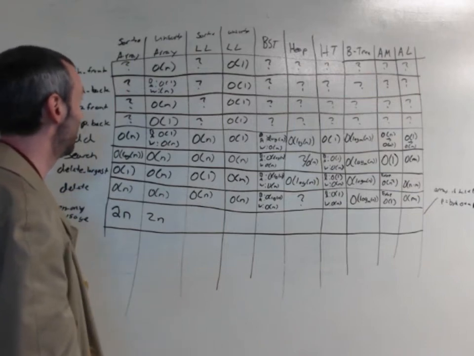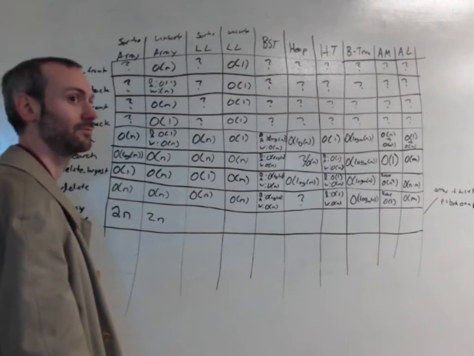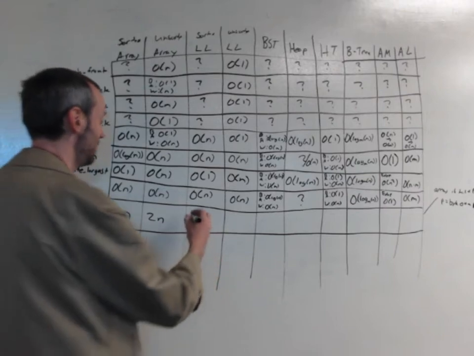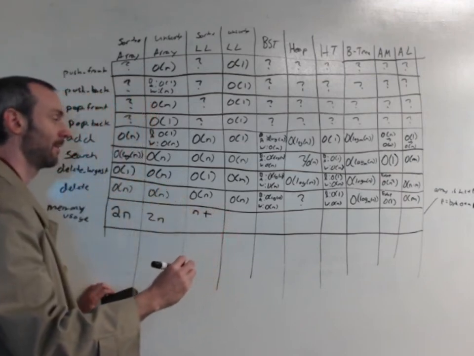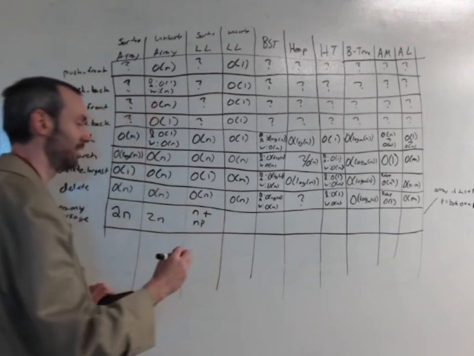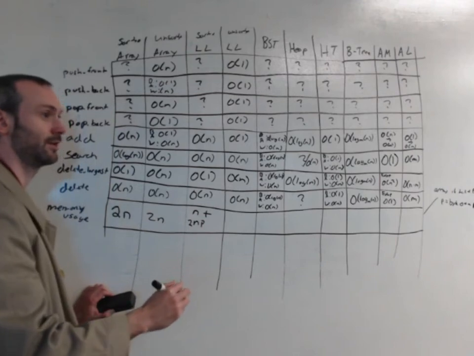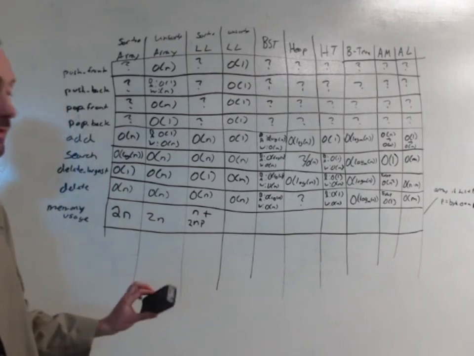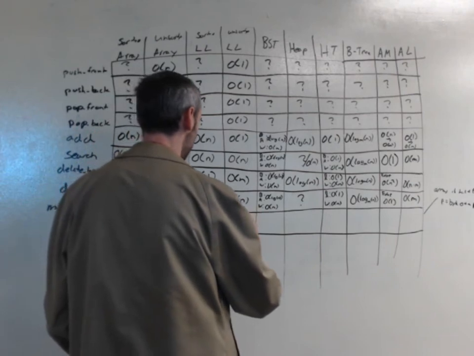How about a sorted linked list? That's just N plus NP, in the case of a singly linked list. A doubly linked list would be N plus 2NP. All right, that's fine. And unsorted is the same.